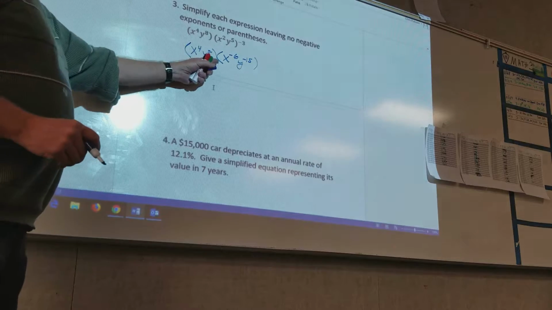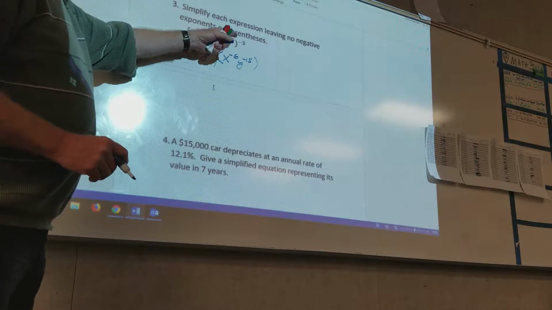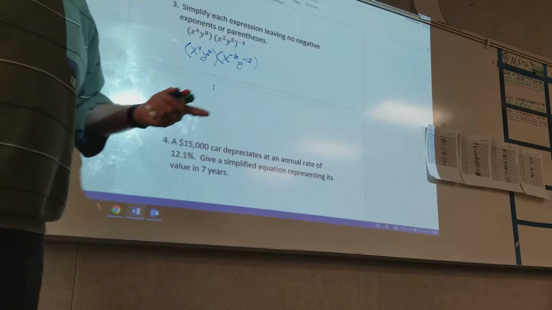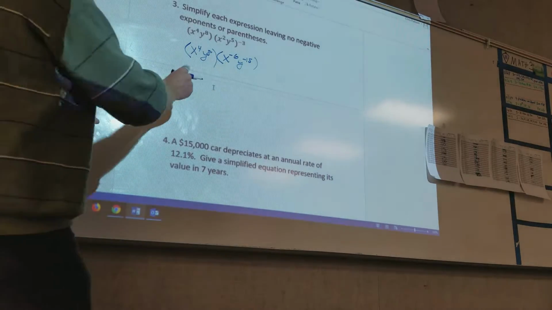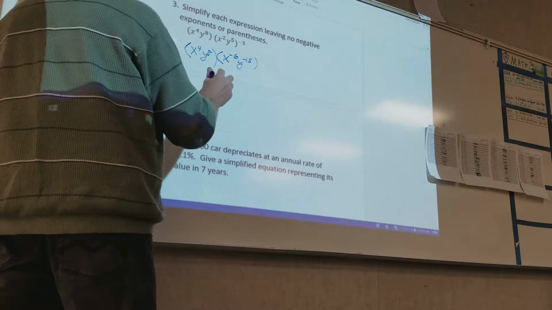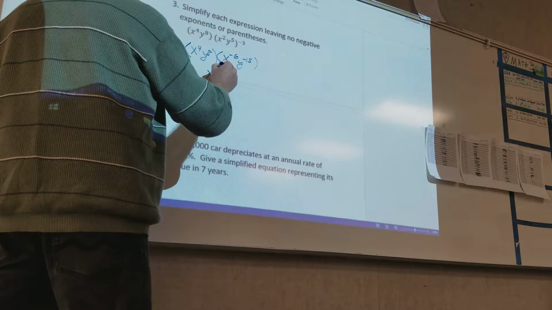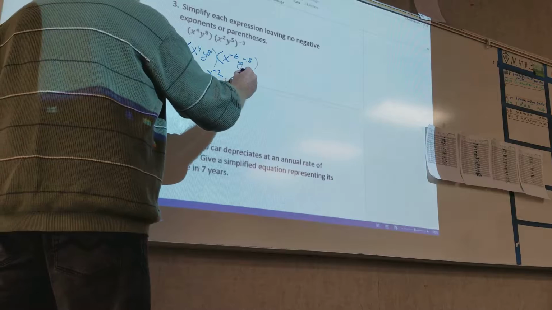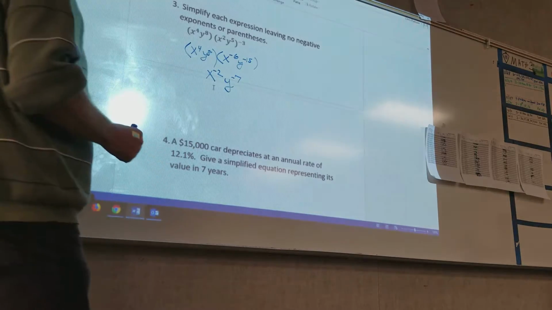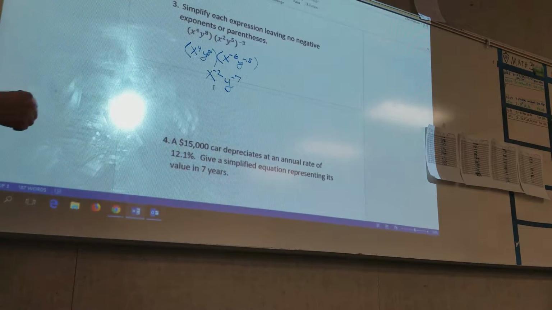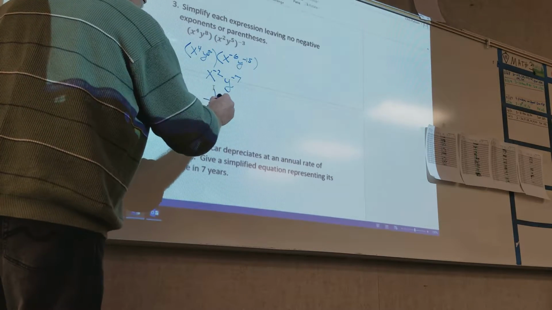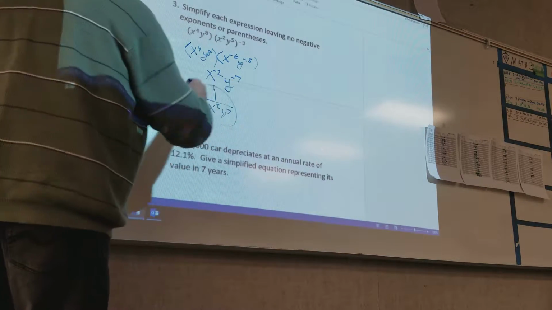Now I am multiplying all these. This isn't distribution. This isn't FOIL, anything like that, because there's no plus or minus signs in here. So I'm going to multiply my like terms. X to the 4th times x to the -6 would be x to the -2nd, because now I add the exponents. Now I have to get rid of those negatives. Bring them down to below. X to the 2nd, y to the 7th.